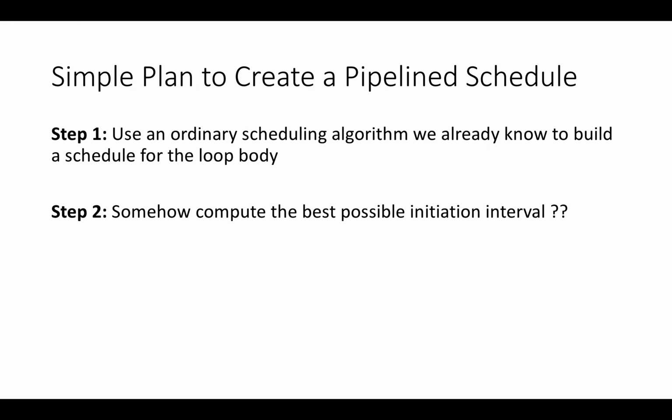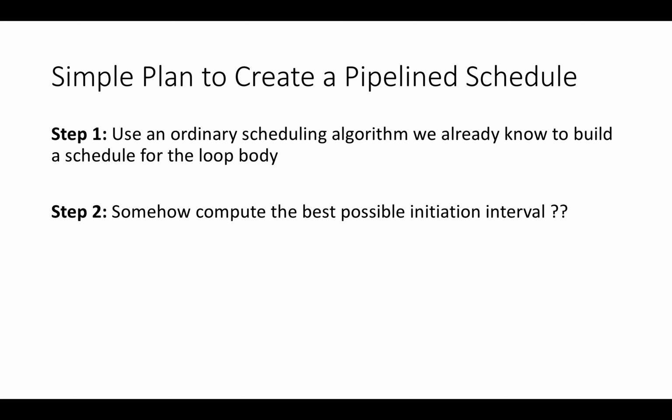Well, here's a simple two-step plan. First, we're just going to compute the ordinary basic block schedule that we would compute for any piece of straight-line code using a standard scheduling algorithm, just like the one that we talked about in the first few videos of this series. And then step 2 is the one that's still a mystery, and that's we're going to try to compute the best possible initiation interval for this loop.